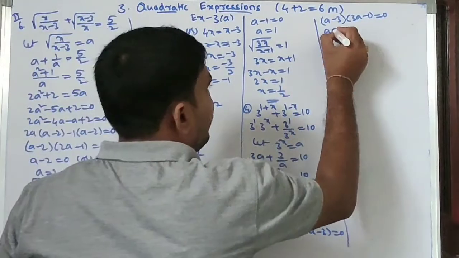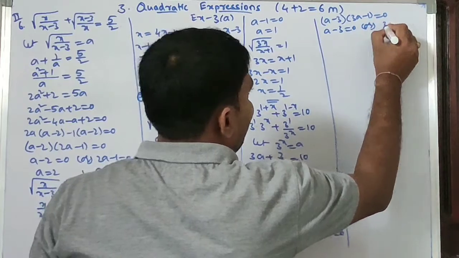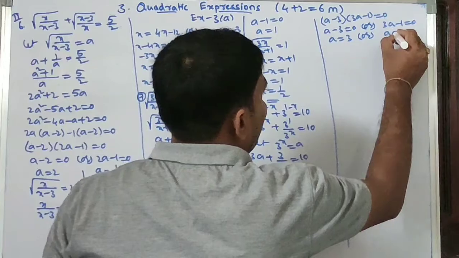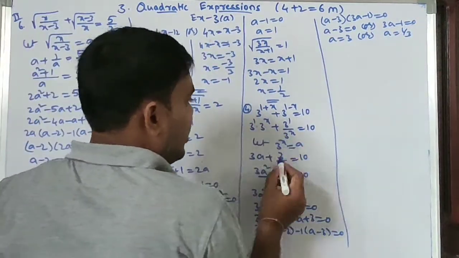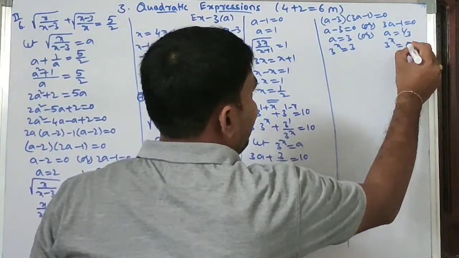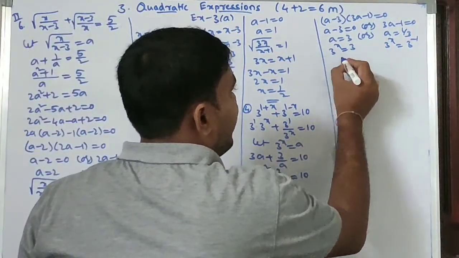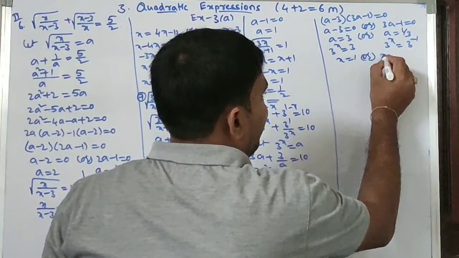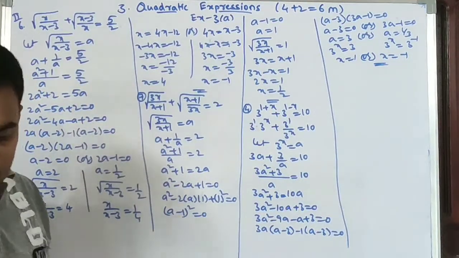Either a minus 3 equal to 0 or 3a minus 1 equal to 0. So a equal to 3 or a equal to 1 by 3. What is a? 3 power x. So 3 power x equal to 3 or 3 power x equal to 1 by 3, which I write as 3 power minus 1. The bases are equal, so the powers are equal. x equal to 1 or x equal to minus 1. So this is the answer: either x equal to 1 or x equal to minus 1.